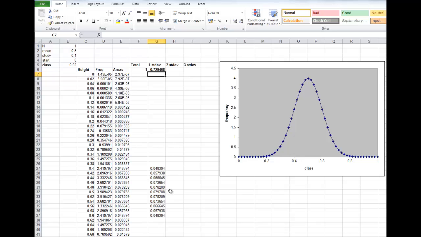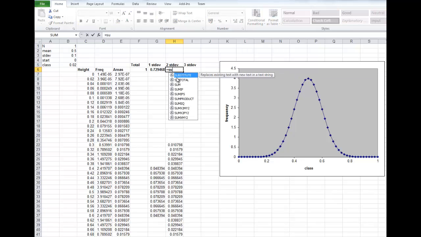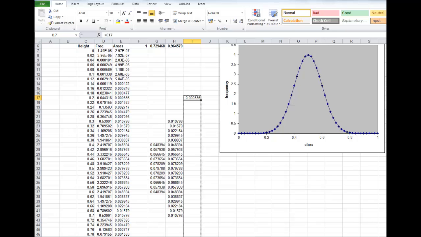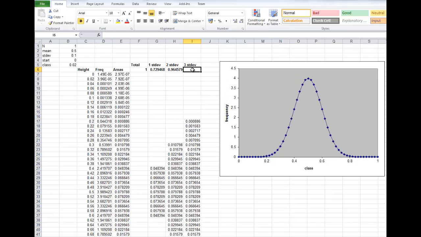We want to do the same thing for two standard deviations and three standard deviations. Two standard deviations, the mean's 0.5 minus 0.2 will give us 0.3, and from 0.3 we need to go up to 0.7. And then we can get that area. Two standard deviations of the mean, we've got 0.96. And then let's just fill the last one in. Three standard deviations of the mean, we've got a mean of 0.5. Three standard deviations means we're going to go from 0.2 up to 0.8. And total.